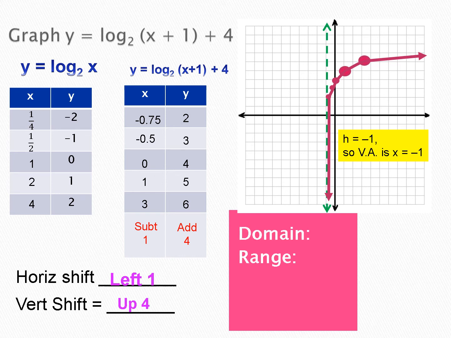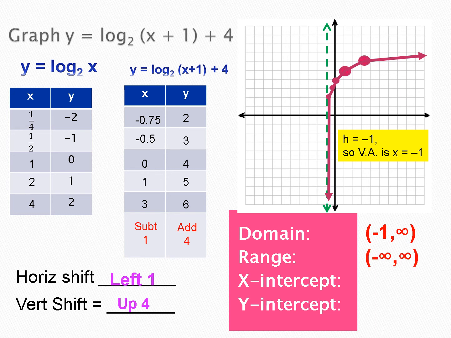So let's talk about domain, range, x-intercept, y-intercept. Okay, so the domain, that's h to infinity. So it's going to be -1 to infinity. My range, well, that's going to be -infinity to infinity. My x-intercept, if you look at your table, you don't have any y values that are 0. So I'm going to show you the work for that on the next slide. So hang tight, we're going to go find the x-intercept on the next slide.